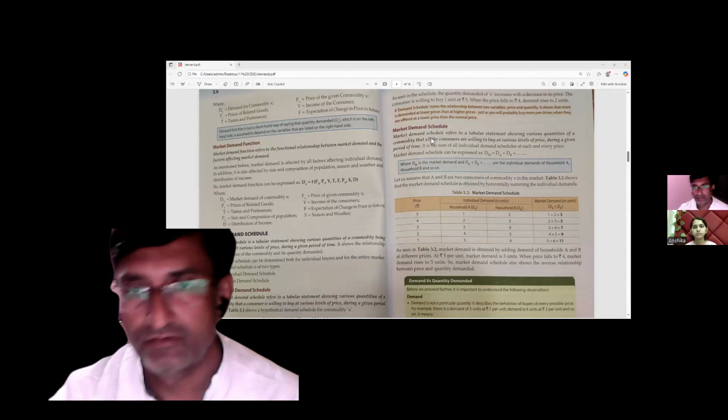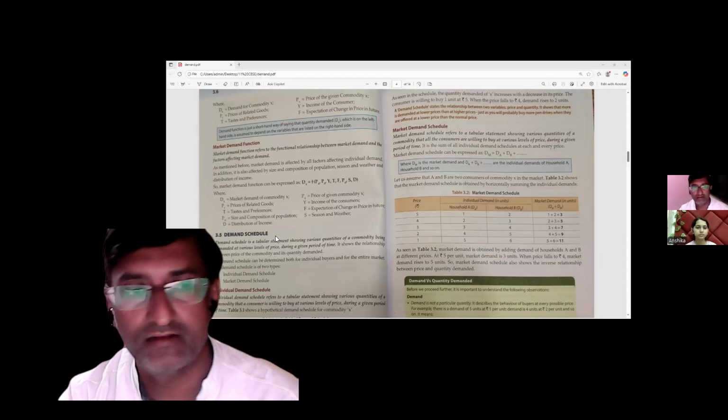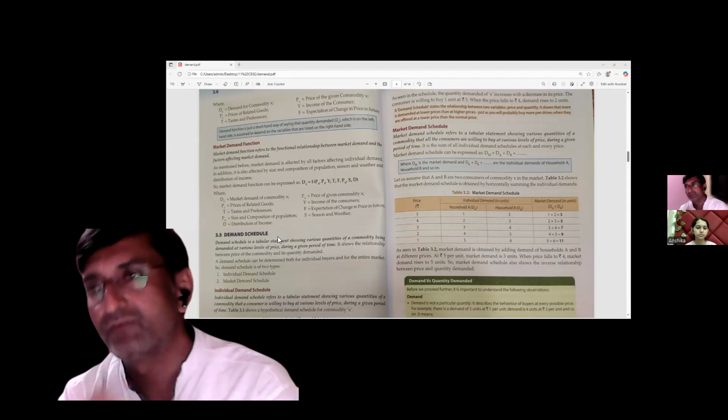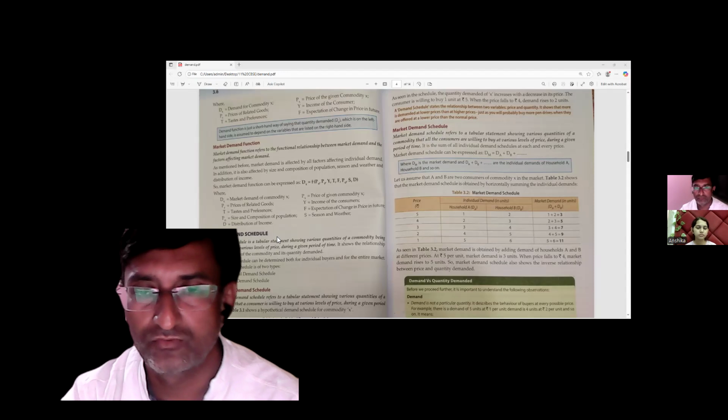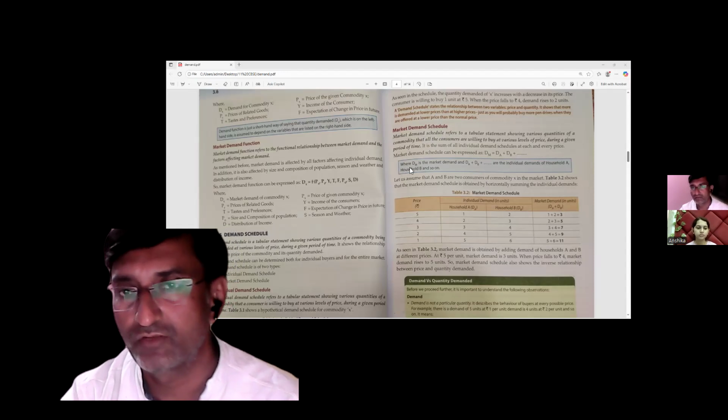Okay, again we'll start with the market demand. In the earlier lectures, we have seen the demand schedule, and the difference between individual demand and market demand. That entire part we saw in the last lecture. So today we are going to start with the market demand schedule.